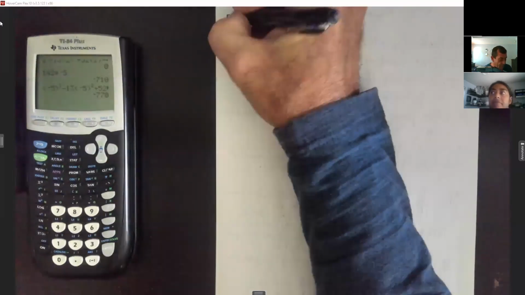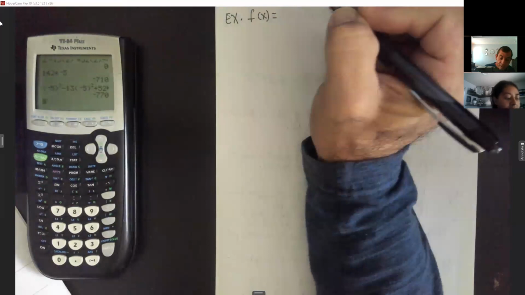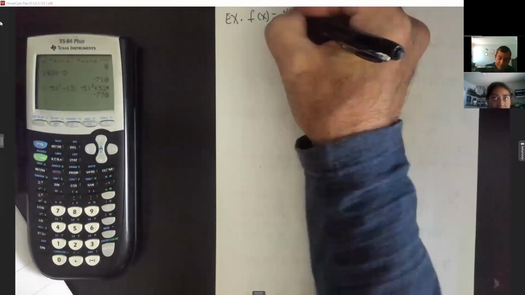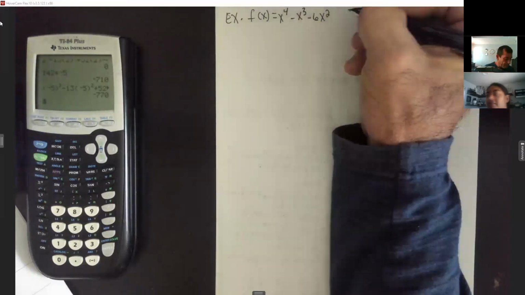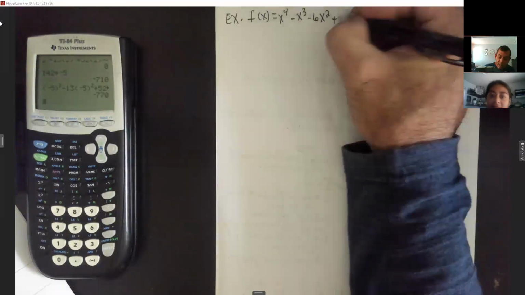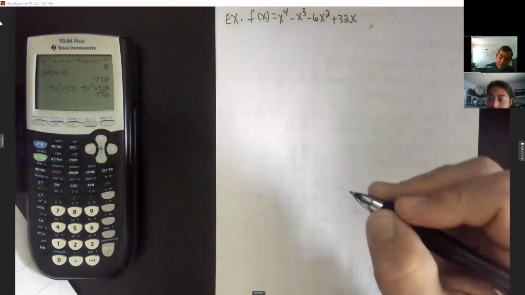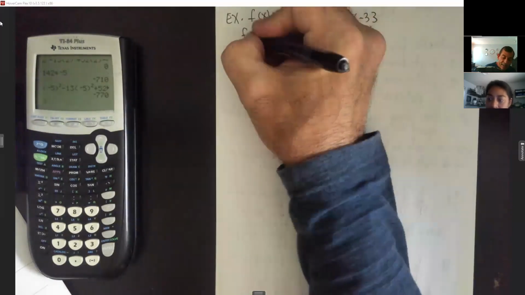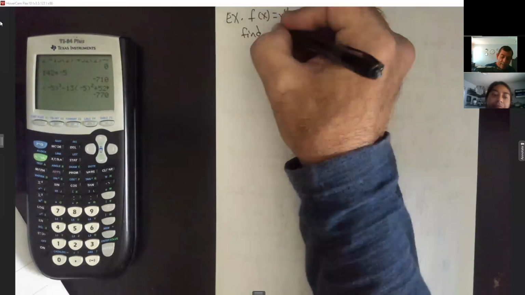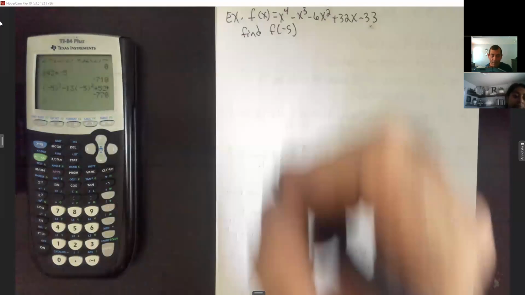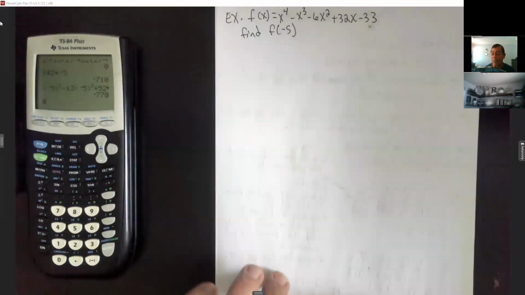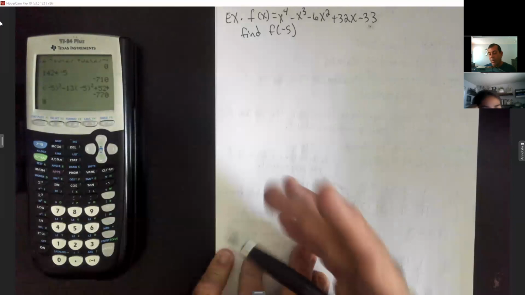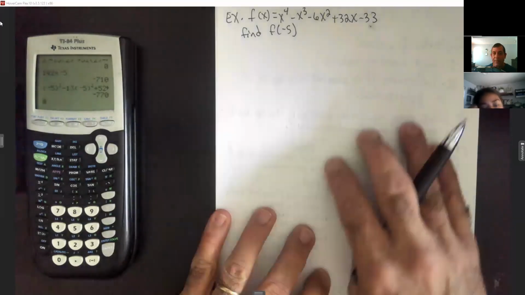All right, so another one, finding function values. We're given f of x equals x to the 4th minus x to the 3rd minus 6x squared plus 32x minus 33. They want us to find f of negative 5. So they're going to kill y'all with negative numbers, but they're trying to get y'all good at these signs, okay? We don't have to write instructions, so this will go a little bit quicker this time.